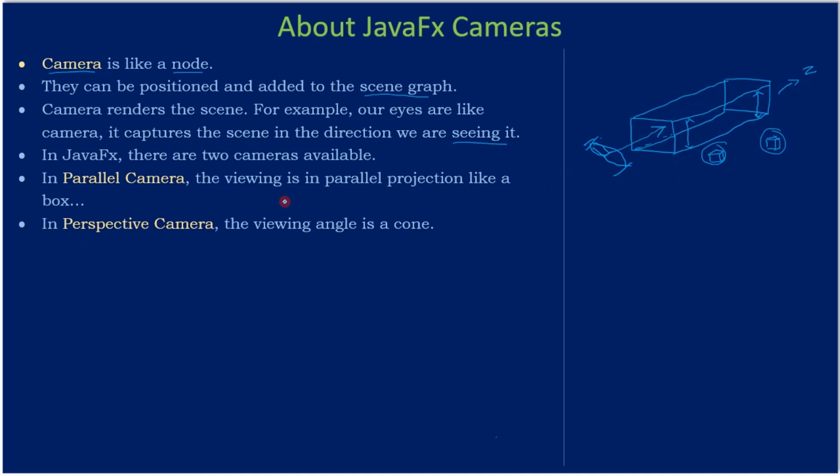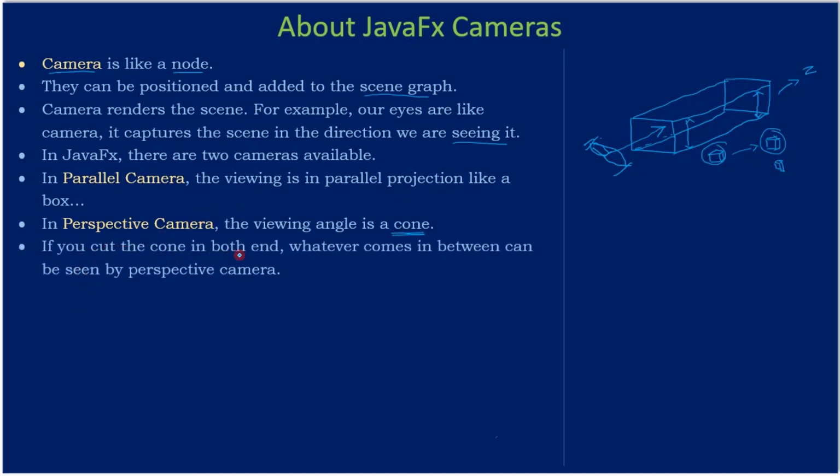In perspective camera, the viewing angle is a cone. So that means when object moves away from the camera, let's state that same object, this object is moving away from the camera, the time the object will be shown in a smaller size compared to this one. So in parallel projection, the object size will be same, but in perspective camera, the object size will get reduced. If you cut the cone in both ends, whatever comes in between can be seen by the perspective camera.